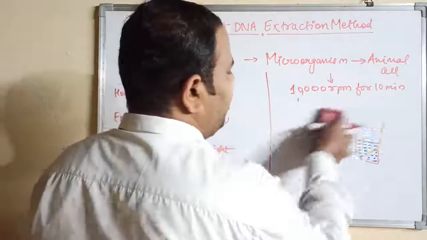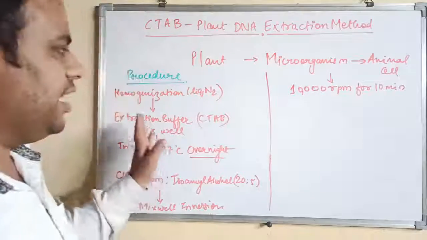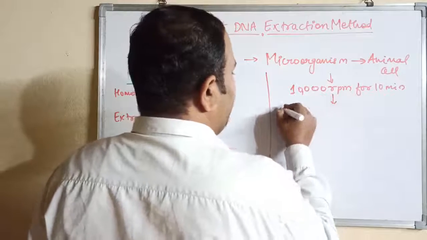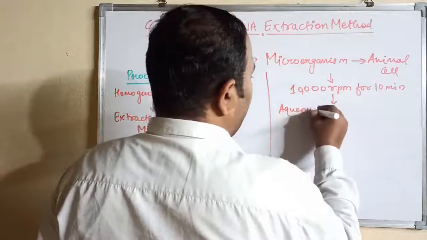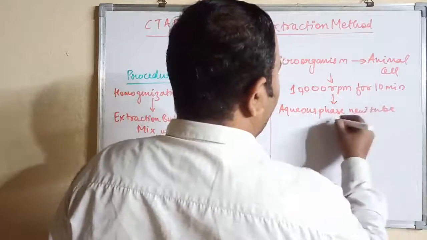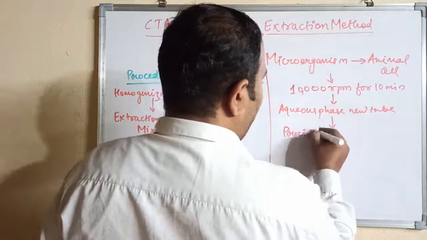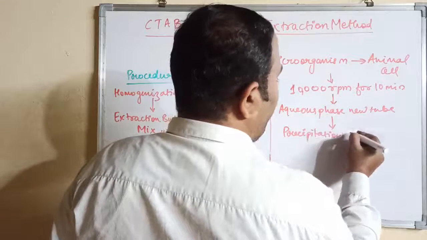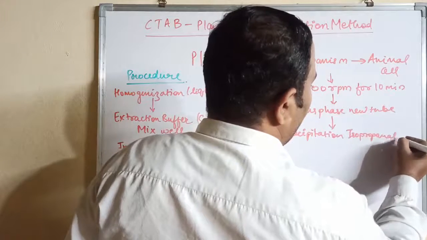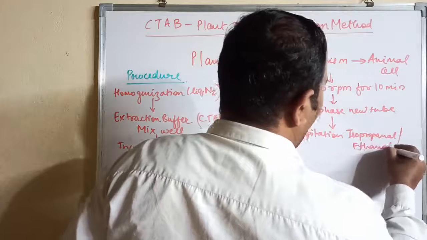So this is the phase separation step that has occurred here. First of all, the first step is cell lysis up till here. Now the phase separation occurs. The aqueous phase is taken in a new tube and we go for the next step, that is precipitation. You have to add isopropanol or ethanol in equal amount.